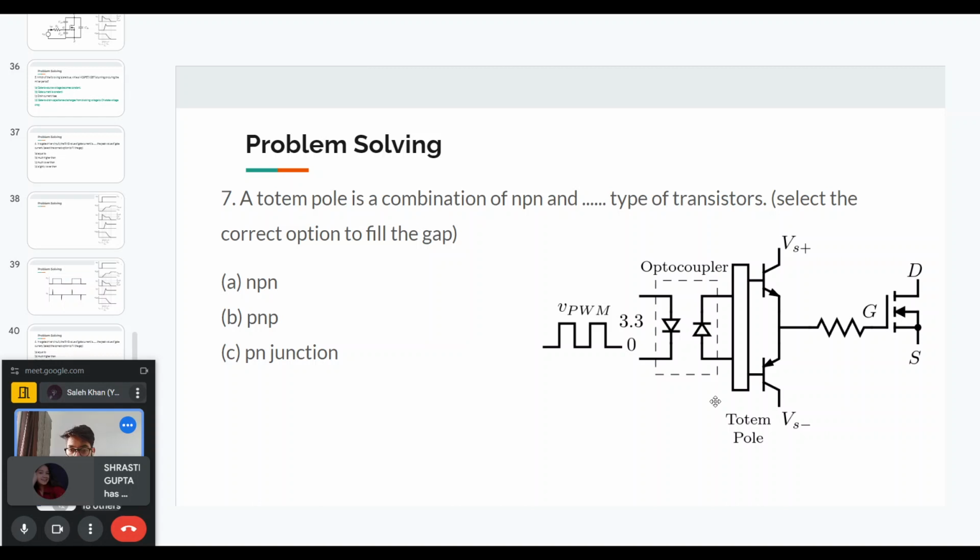So the answer to this question is basically PNP. If we have NPN, the other one has to be the PNP. And I mean, this is one realization of a totem pole. Instead of BJTs, you can have JFETs or some other device as well.